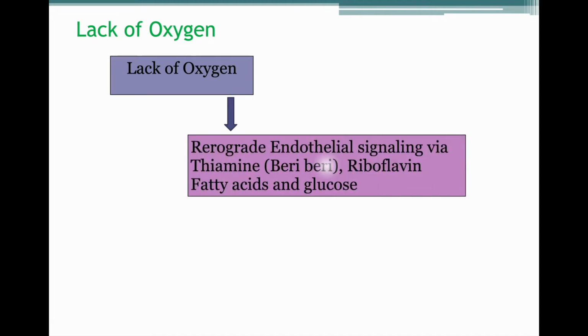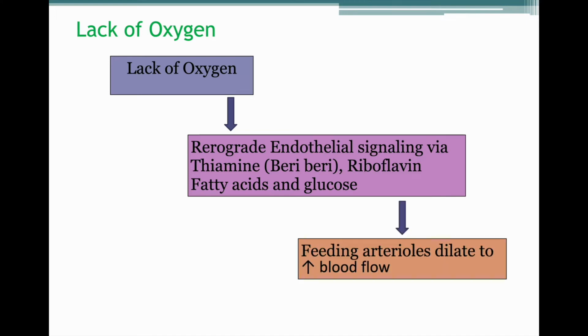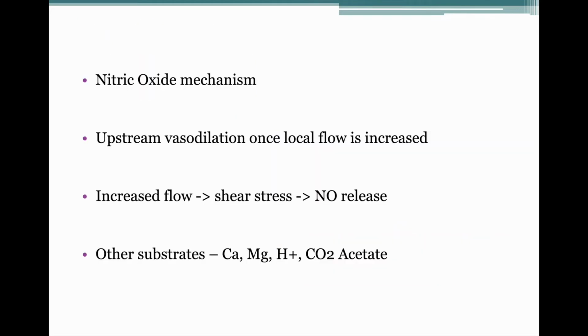With the lack of oxygen, the endothelial receptors sense the lack of oxygen, so there is retrograde endothelial signaling via thiamine, as in beriberi, or riboflavin, or fatty acids, or glucose. Reduced delivery of glucose to the tissues, reduced fatty acids, reduced thiamine, reduced riboflavin, whatever may be the signal, there is retrograde endothelial signaling via these metabolites. Because of this feedback mechanism, the feeding arterioles dilate, so there is more blood flow to the organ. So this is the lack of oxygen theory.